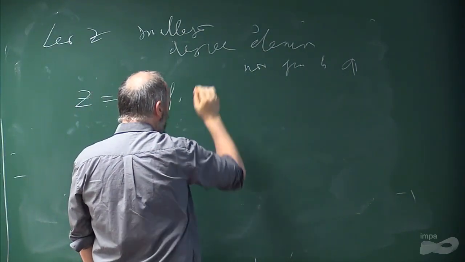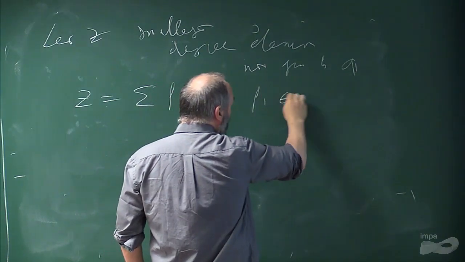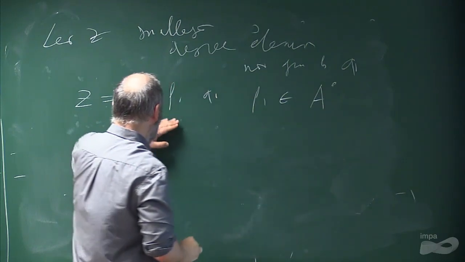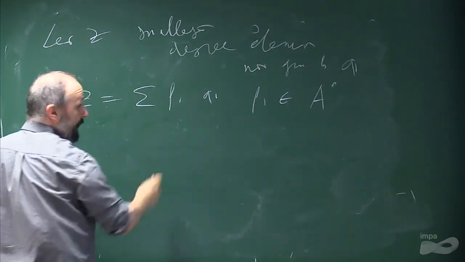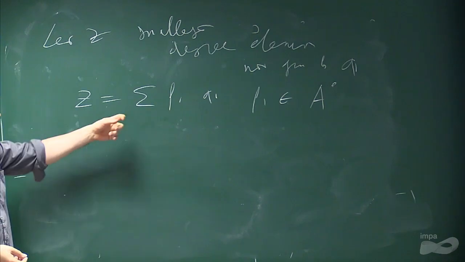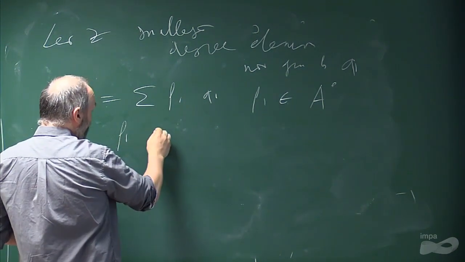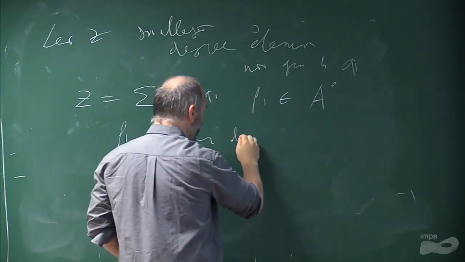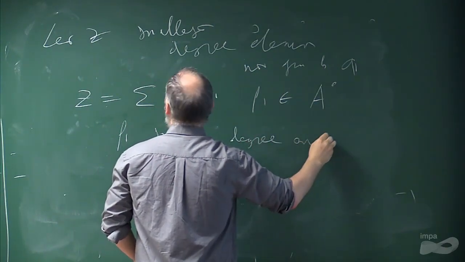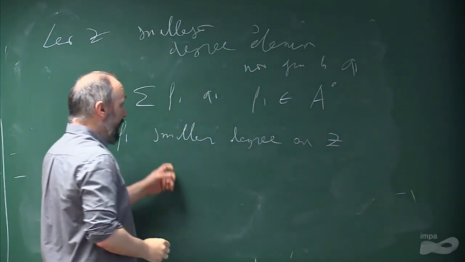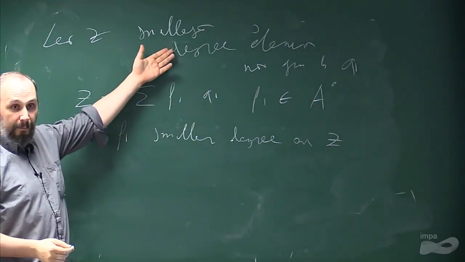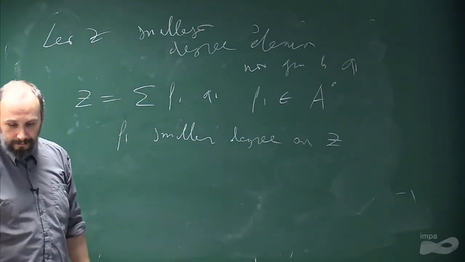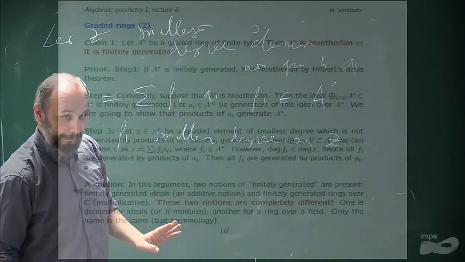Fi times AI. Fi belongs to the ring, right? Because these are also generators of our ideal. And Fi has smaller degree than Z, because AI has positive degree. They are generated already by the induction assumption. So this is all generated by the AIs. That's all. Okay, now the last slide.